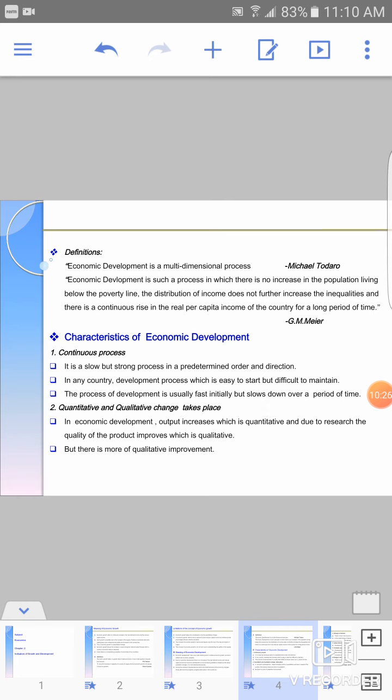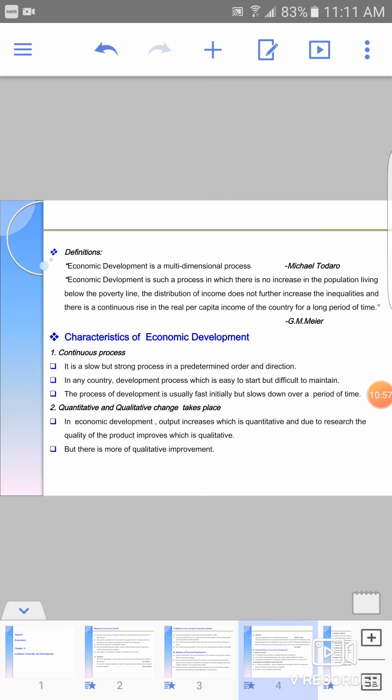Here the economic development process has slowed down because they are already developed, they have all the facilities. In India we have started off and we are fast in increasing the facilities. Basically we are developing and we have planned everything, and it is a very fast process in developing nations. Gradually it slows down over a period of time.